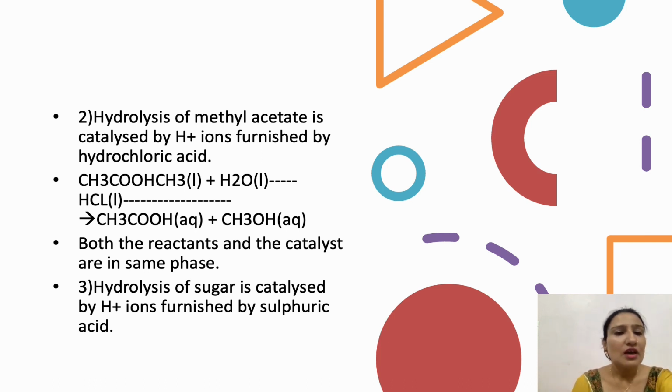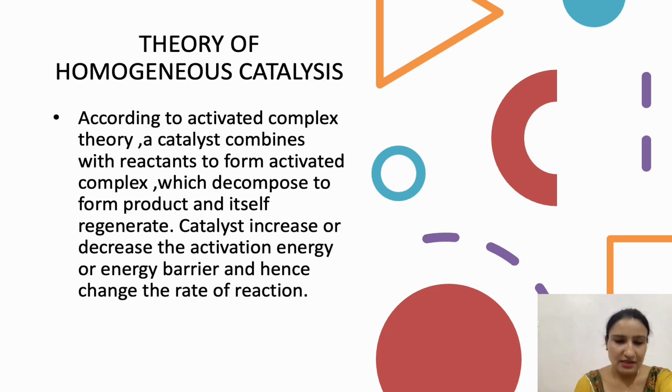You see, both the reactant and the catalyst are in the same phase, in liquid phase. So this is also an example of homogeneous catalyst. Hydrolysis of sugar is catalyzed by hydronium ions furnished by sulfuric acid, and both reactant and catalyst are in the same phase. This is liquid phase. So this is also an example of homogeneous catalysis.